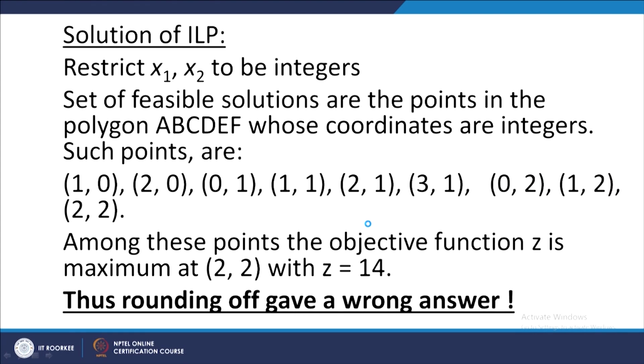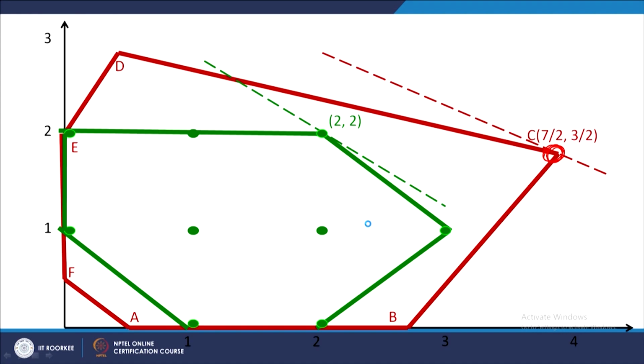Now, let us look at the solution of the integer linear programming, the same problem if you impose that x1 and x2 should be integers. In this case, the set of feasible solutions are the points in the polygon A, B, C, D, E, F whose coordinates are integers, that is the discrete points. If you look at the feasible region diagram, these are the points shown in the green dots. These are the discrete points in the feasible region which satisfy the integer requirements of our integer linear programming problem.